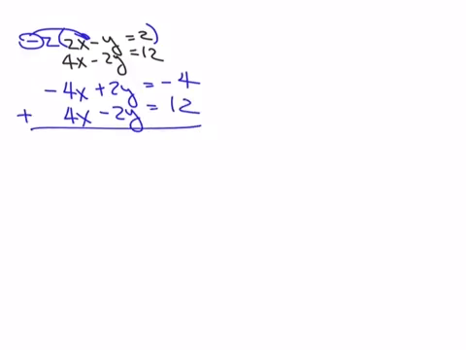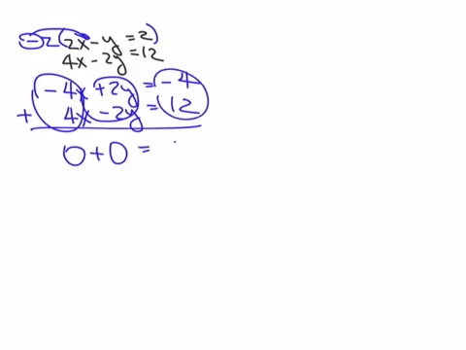Now when we add, let's see what happens. -4x plus 4 is 0. +2y minus 2y, oh gosh, that's also 0. And that equals 8. What's 0 plus 0? Uh-oh. That does not work, does it? There is a problem here.